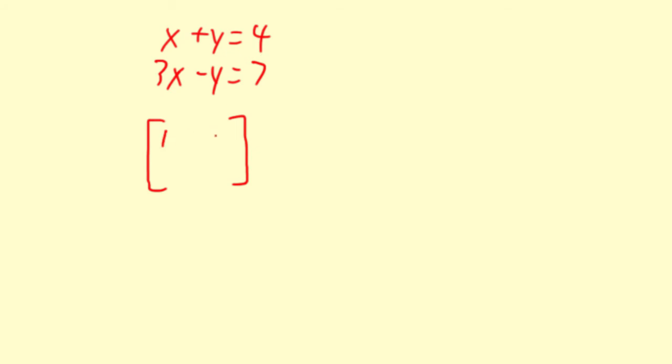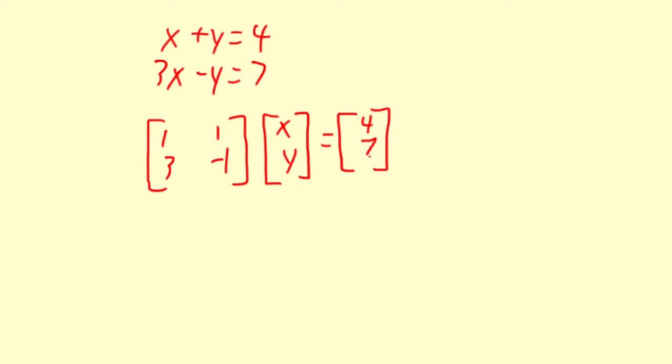And that's 1, 1, 3, -1, just using those values in front of the x's and the y's. My variable matrix, x, y, those are the two variables, and the constant matrix, which is the right side, 4, 7. This says the exact same thing.